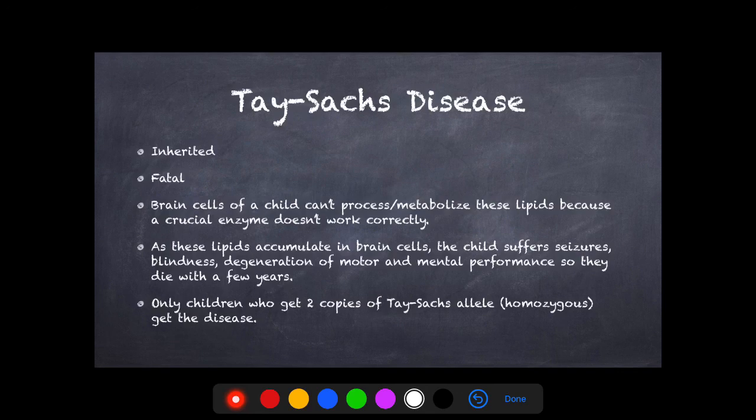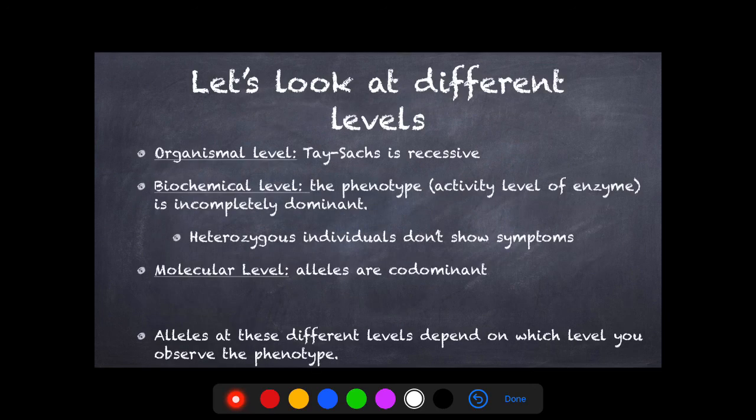Even though they might be heterozygous for the disease, the only way they can have it is if they're homozygous. If they are heterozygous for this disease, they won't even show symptoms, so they'll be completely fine. You can also be a carrier for this disease and not even know it. So let's look at the different levels that I was telling you about, and depending on which one of these levels you look at is going to tell you the phenotype of the disease or whatever it is that you're studying.